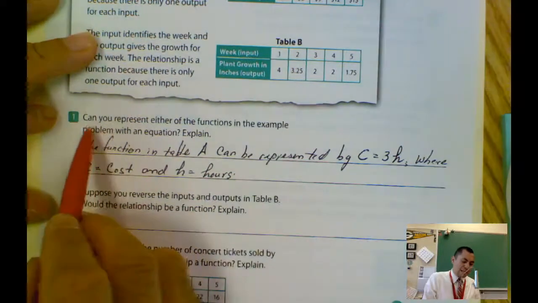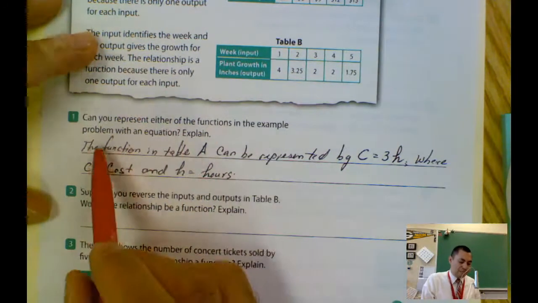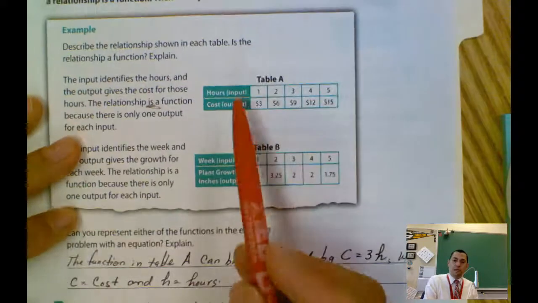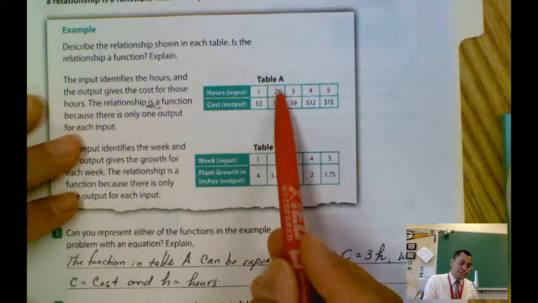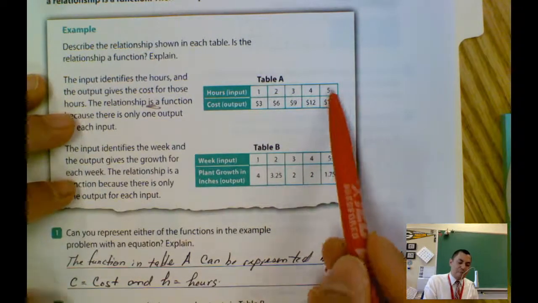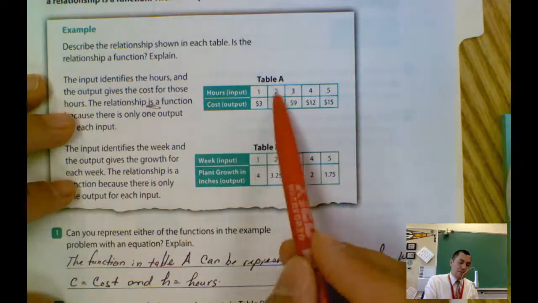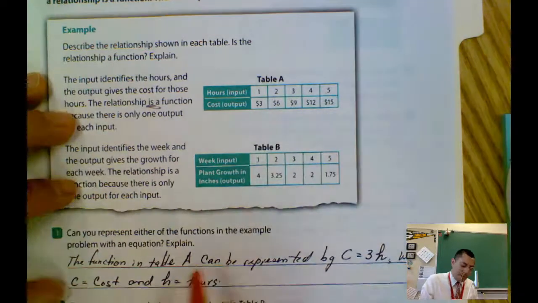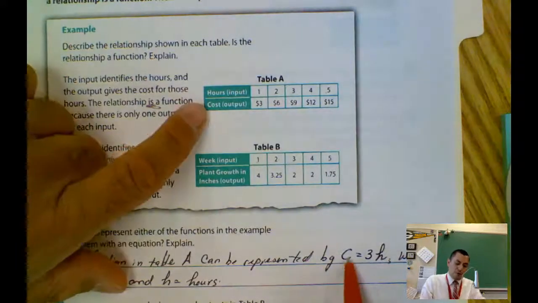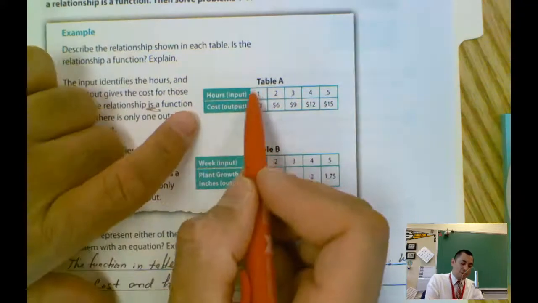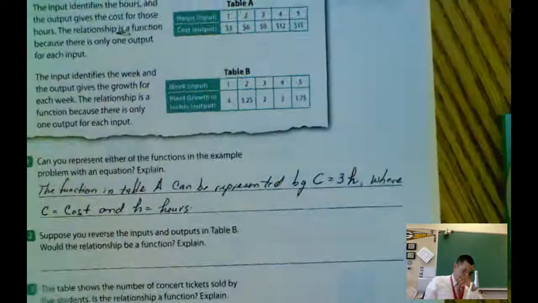Can you represent either of the functions in the example problem with an equation? Explain. So in this case I choose table A. See, 1, 3, 2, 6, 3, 9. So if you divide 15 divided by 5, 3; 6 divided by 2, 3; 9 divided by 3, 3; 12 divided by 4, 3, and so on. So in this case, your equation is cost equals 3 times the hours. Number 2.